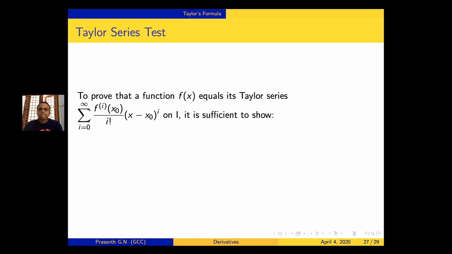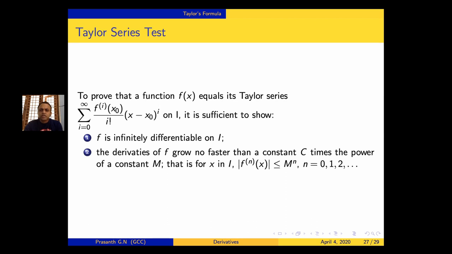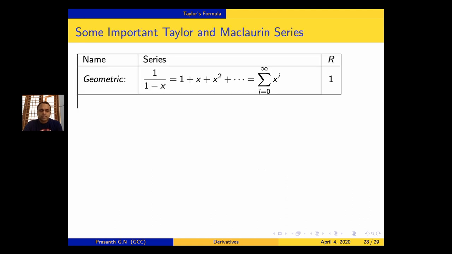Okay, Taylor series test. To prove that a function f of x is equal to its Taylor series, sigma i equals 0 to infinity f^(i)(x0) by i factorial times (x minus x0) raised to i on I, this is the interval. Now, for that, it is enough if we show f is infinitely differentiable on I, and the derivatives of f grow no faster than a constant c times the power of a constant m. That is, for x in I, the modulus of the nth derivative of f at x is less than or equal to m raised to n for n equal to 0, 1, 2, 3, etc.